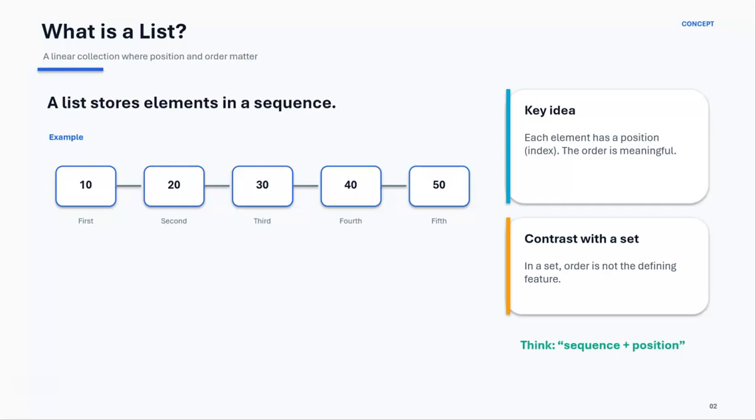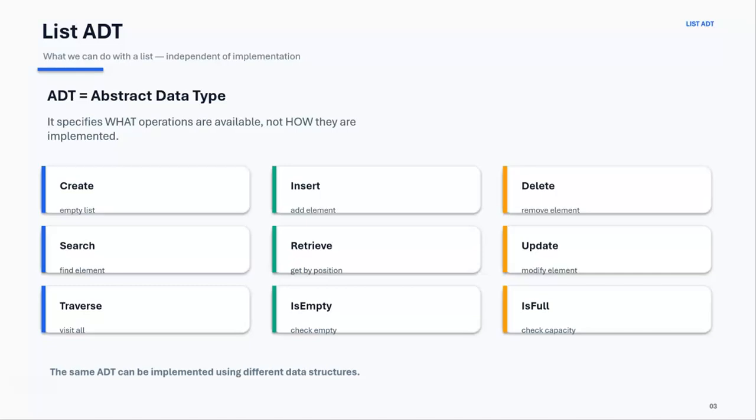So if I have 10, 20, 30, this list is different from a list that is having 30, 20 and 10. So a list is basically a sequence where elements have a meaningful position. Each element has a position, the order is very meaningful, whereas in a set, order is not the defining feature. You can think about a classroom attendance list. If student A is at position 1 and student B is at position 2, changing their positions changes the order of a list. Yes.